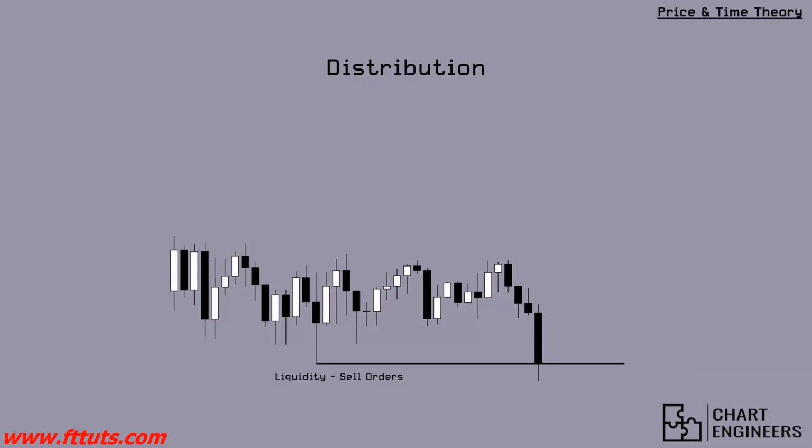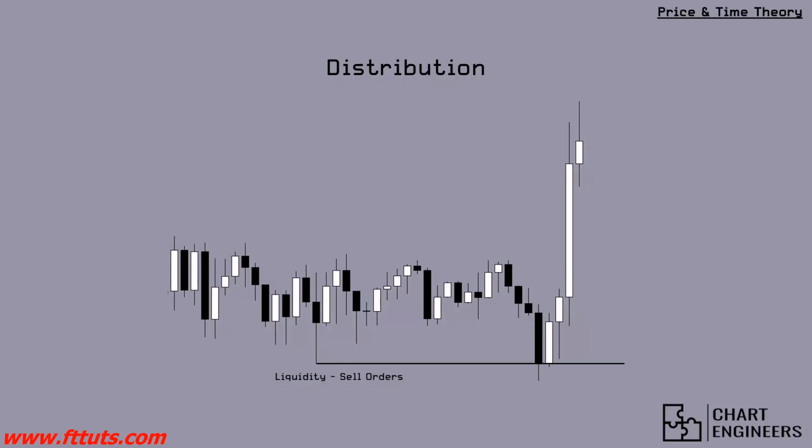Distribution is the last step in the AMD fractal. So distribution and expansion mean the same thing, and that is when price starts to trend upwards very quickly, or when price starts to trend downwards very quickly. And this will occur after the manipulation phase, and price will usually distribute in the opposite direction of the manipulation.